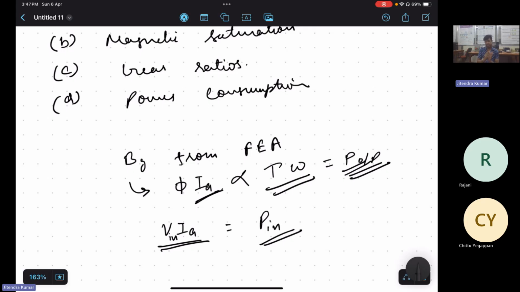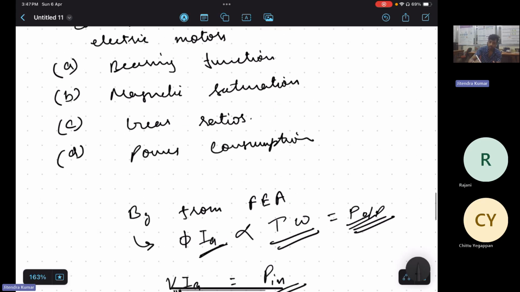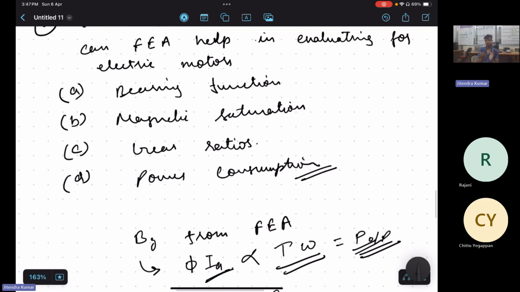So indirectly, certainly it is providing you the information about power consumption, but directly, the information it is giving you is regarding flux or saturation level, like magnetic saturation. So magnetic saturation is of course the best option among all those four, but option D is also not wrong. But again, you have to choose the one most appropriate option. So you have to choose option B here.